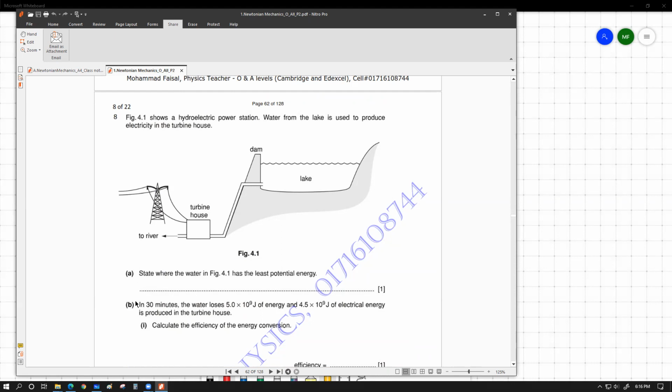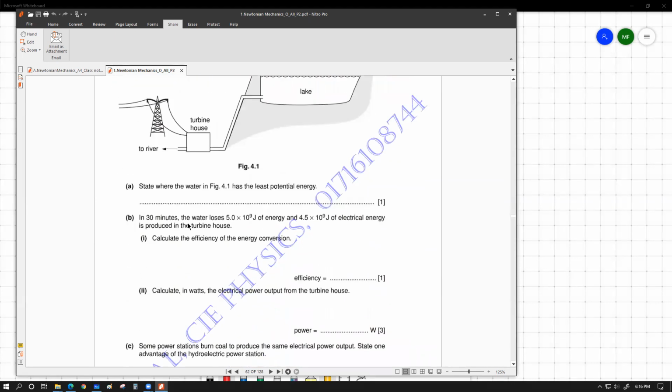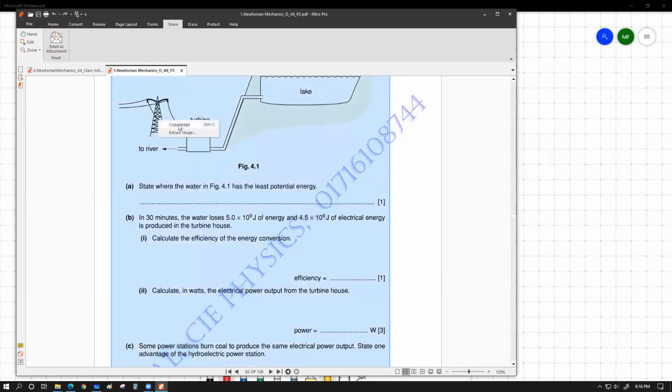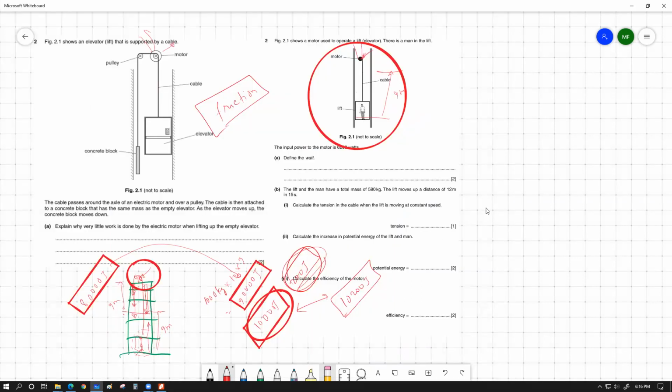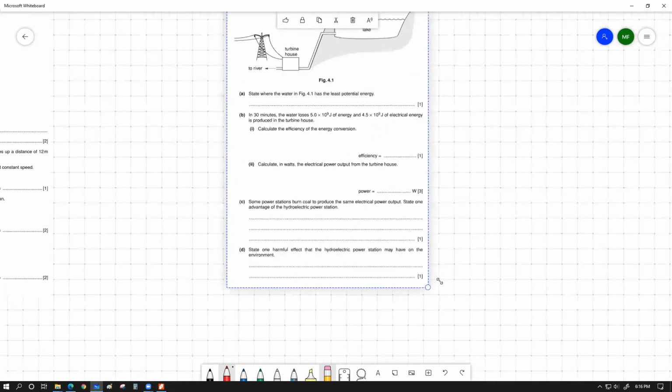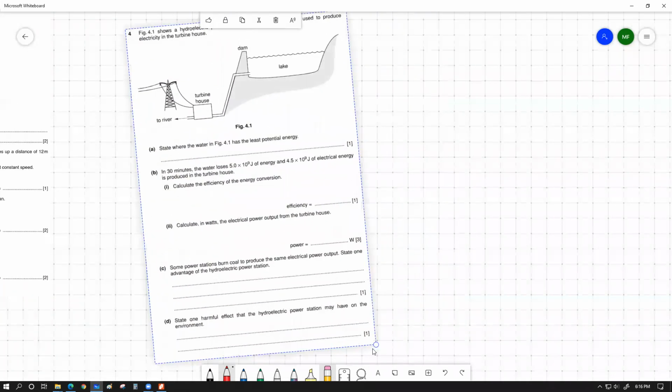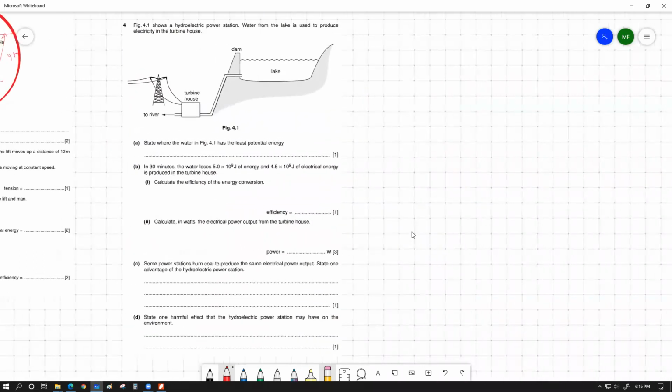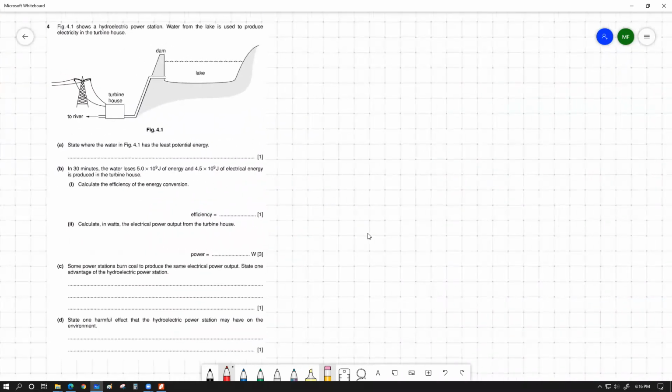Then it says, in 30 minutes, the water loses 5.0 × 10^9 joule of energy and 4.5 × 10^9 joule of electrical energy is produced in the turbine house. Calculate the efficiency of the energy conversion. This is pretty simple. This is the total input. This is the total output. So you just do a ratio of these two things times 100% and that gives you the efficiency in percentage.